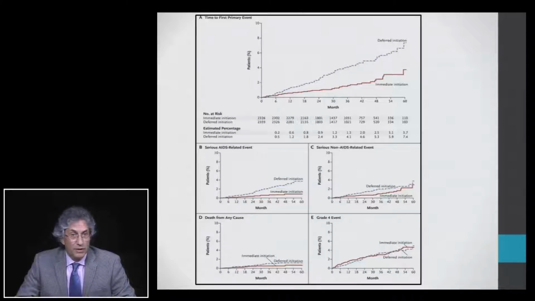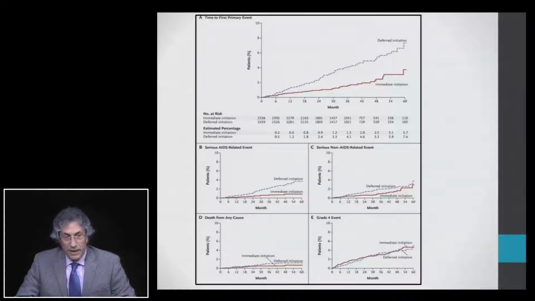The top table shows panel A, the serious AIDS, non-AIDS events and deaths in the two groups. The red line demonstrates the low rate of these events occurring in people who started antiretroviral therapy immediately, and the blue line shows the higher rate of these events occurring over time among the people whose antiretroviral therapy was postponed till their CD4 count had fallen to 350. And the difference between these two lines is that greater than 50% reduction in events, therefore representing the clinical benefit to the patients in starting antiretroviral therapy at the higher CD4 counts, over 500.